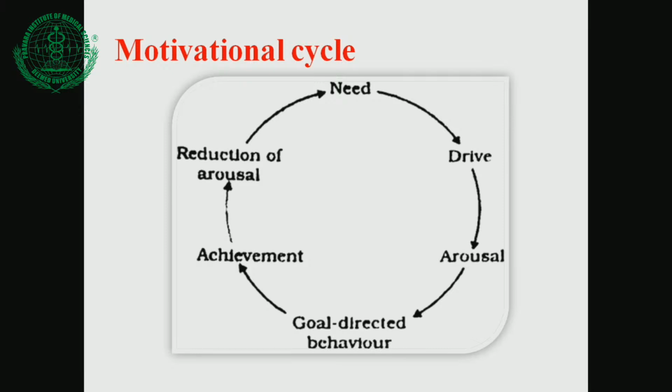Then we are going to see about the motivational cycle. Normally, the important components are need, drive, arousal, goal-directed behavior, and then achievement, or the relief, the reduction of the arousal.